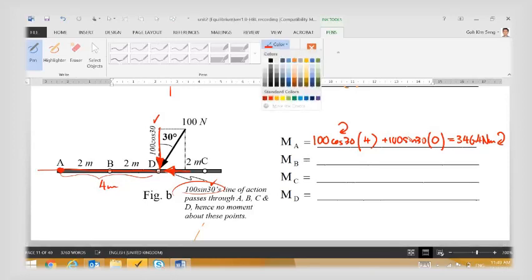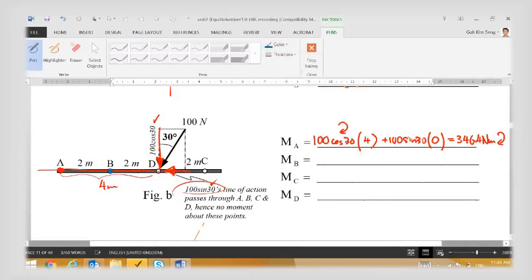Move on to the second point. If it is point B, it will be 100 cos 30 times 2 meters. Again, point B is lying along the line of action of the horizontal component, so again there will be no perpendicular distance. The answer is 173.2 Newton meter, and the moment is still clockwise.